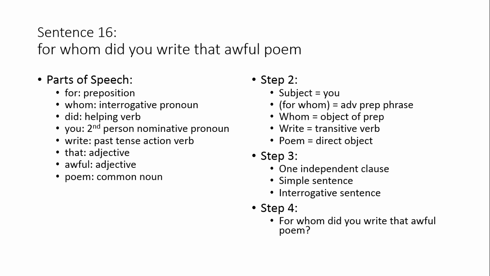All right, sentence 16. For whom did you write that awful poem? It's a little shorter. Starting with a prepositional phrase, so that's kind of different. For is a preposition. Whom is an interrogative, it asks a question, interrogative pronoun. Did is a helping verb. You is a second person nominative pronoun. It's naming someone.